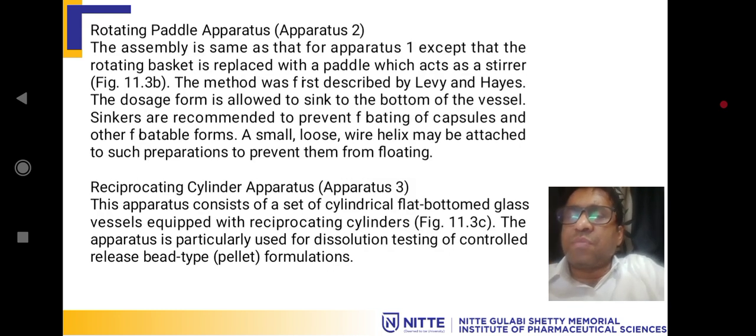Rotating paddle type, the second one. The assembly is the same as that of the first one, but instead of the rotating basket it is replaced by a paddle, a stirrer type of thing, first described by Levy and Hayes. The dosage form is allowed to sink to the bottom of the vessel. Sinkers are recommended to prevent floating of capsules and other floatable forms. A small loose wire helix may be attached to such a preparation to prevent it from floating.